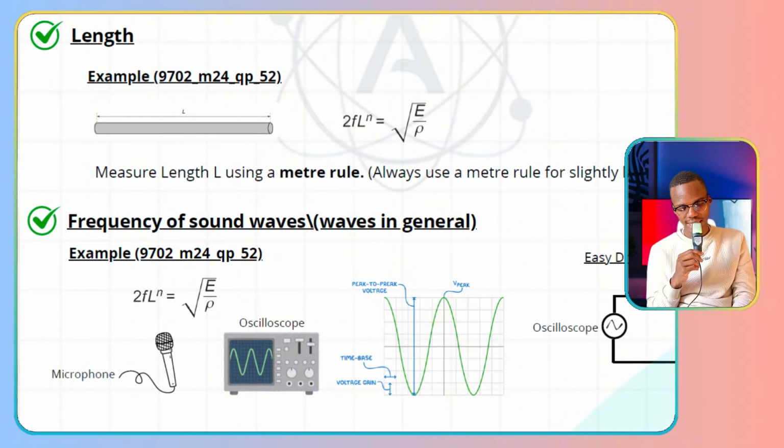The first one is length, right? For example, from February March 2024, question paper 5.2, they gave us a rod with a length L in that equation. By just seeing L, I go under method of data collection, put a little hash, and write: measure L using a meter rule. As simple as that. So measure L using a meter rule is part of the method of data collection.